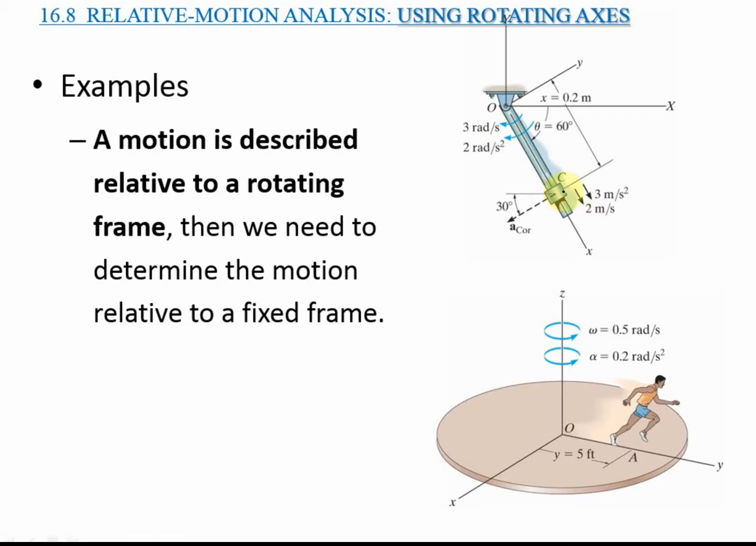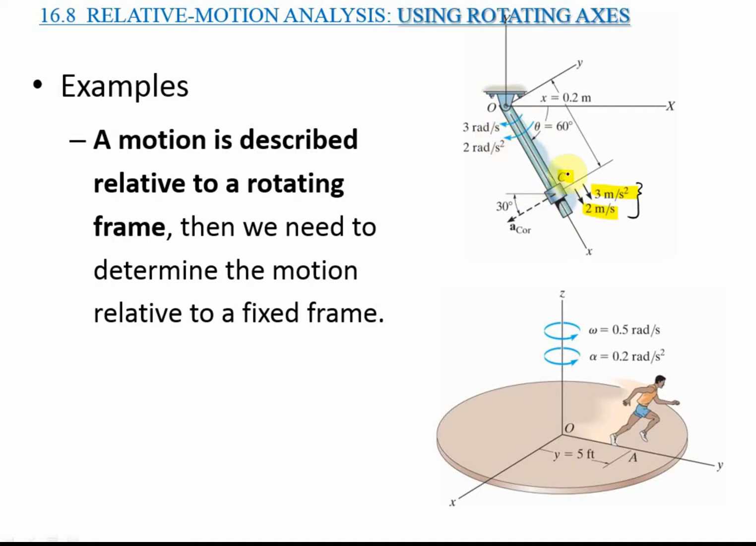This small object C is sliding down along this rod, okay? And the information we have is this object C just moved along this rod with 3 meters per second squared acceleration and 2 meters per second velocity. Right now, this acceleration and velocity is described relative to a rotating frame because this rod keeps rotating.